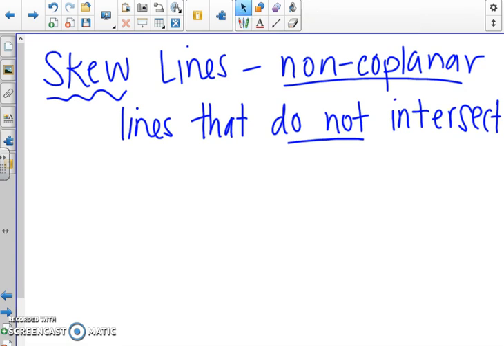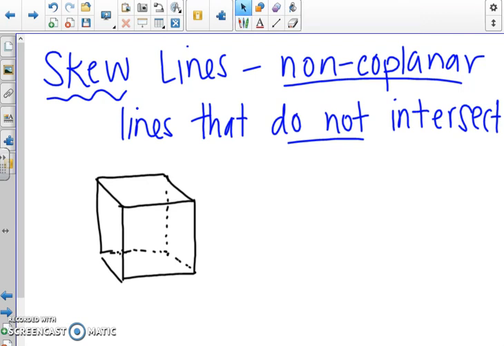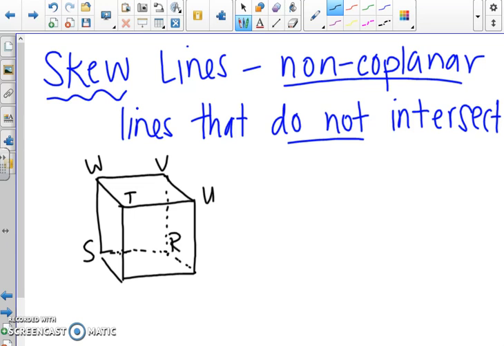So a picture that we could show this is thinking about a rectangular prism. Okay, so let's say we have a rectangular prism. And you can try to draw this. It doesn't have to be as pretty as my drawing, because my drawing's oh so pretty. And let's say we have this W, and then V, and then U, and this is point T. Then let's say S, R, Q, and P. So let's identify some skew lines in that prism.